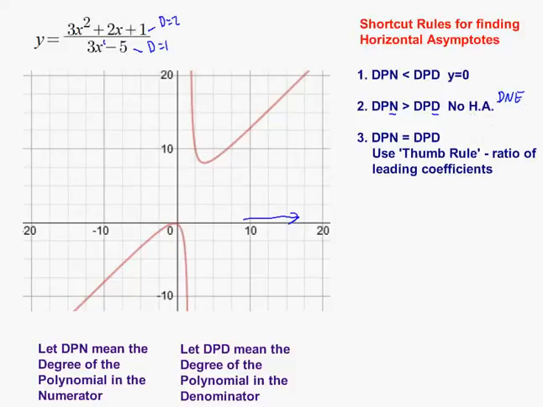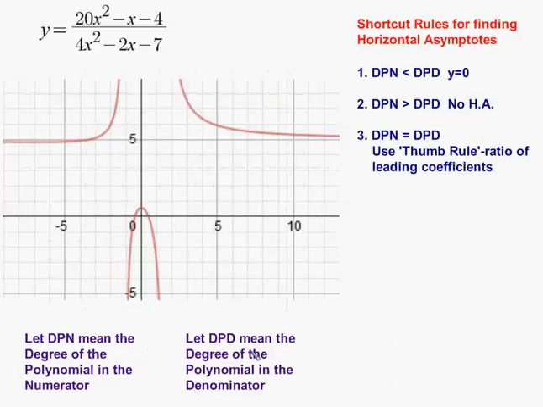The third case that you'll explore is if the degrees are the same. In this example, I made a quadratic divided by a quadratic. So the numerator is degree 2, the degree of the polynomial in the denominator is degree 2, and 2 is not less than 2, 2 is not greater than 2, but they are equal.